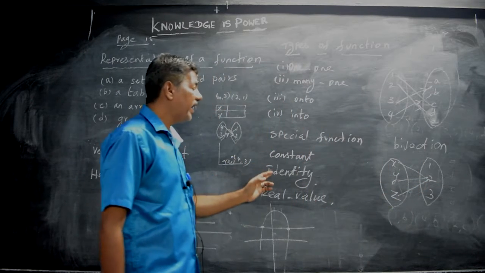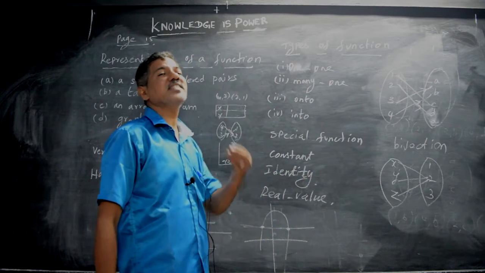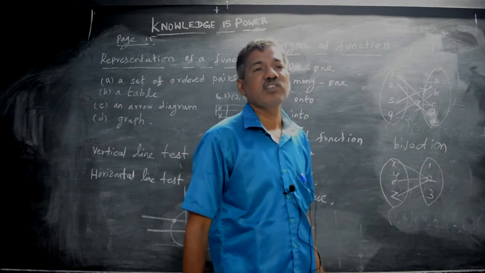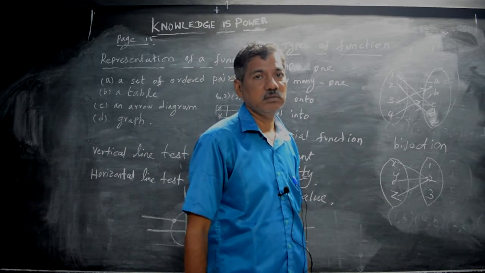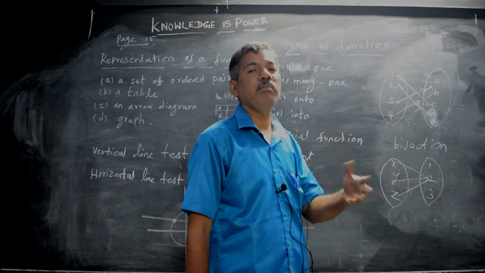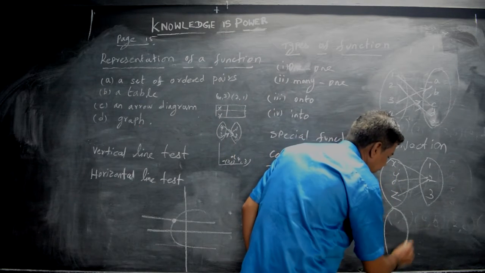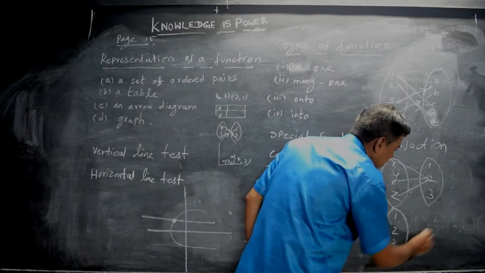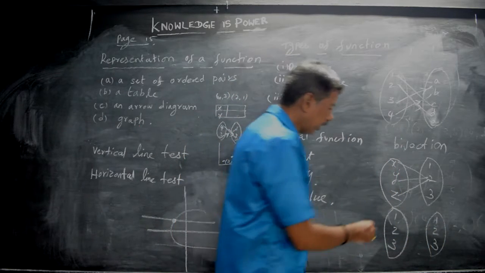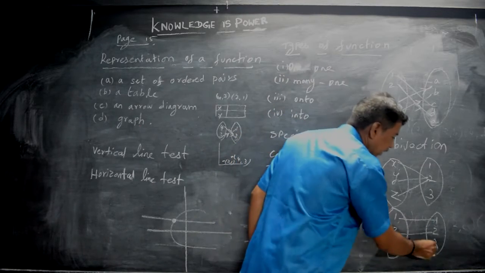Next, identity function. Identical means same. Identical means what? Same height, same weight. Both are male, both are female. The measurement of the room will be the same. So identity. How can we represent that identity? Suppose I am putting 1, 2, 3, then here also 1, 2, 3. Here also 1, 2, 3. 1 will be 1, 2 will be 2, 3 will be 3.